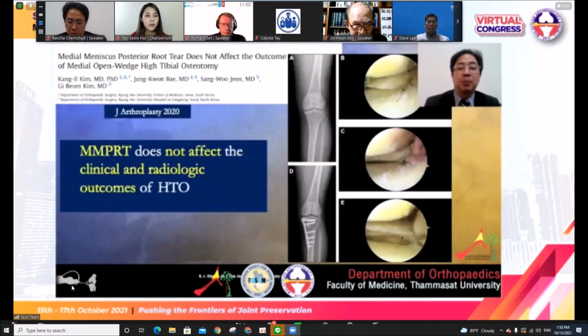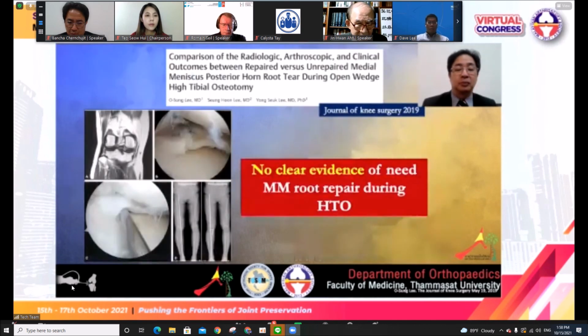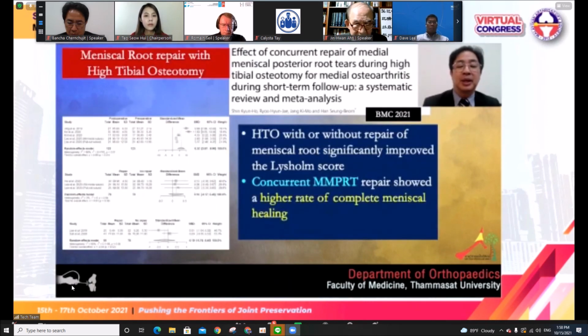Dr. Kim proposed that it's not necessary to repair the meniscus root during HTO because the outcome is the same. Another study also supports this. Root repair may not be needed during HTO. This systematic review in 2021 concluded that HTO plus root repair had a higher rate of complete meniscus healing. So I myself still prefer to repair the root plus HTO.